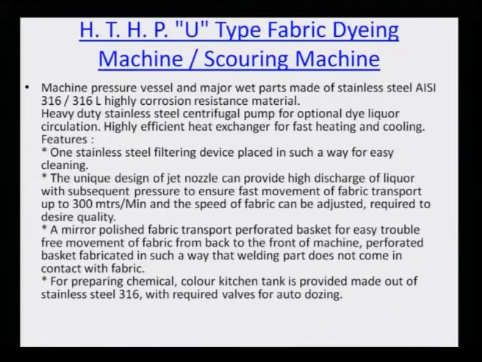HPU type fabric dyeing machine or scouring machine: pressure vessel and major wet parts made out of stainless steel, that is, the steel quality is 316, highly corrosion resistant material. Heavy duty stainless steel centrifugal pump for optional dye liquor circulation, high efficiency heat exchanger for fast heating and cooling features. One stainless steel filtering device is also placed in a way for easy cleaning. The unique design of the jet nozzle can provide high discharge of liquor and subsequent pressure to ensure fast movement of the fabric transport up to 300 meters per minute. So, you see it is a very fast fabric dyeing machine. 300 meters are passed in just 1 minute, and the speed of the fabric can be adjusted as required for the desired quality. So, this is a very specialized kind of machine.